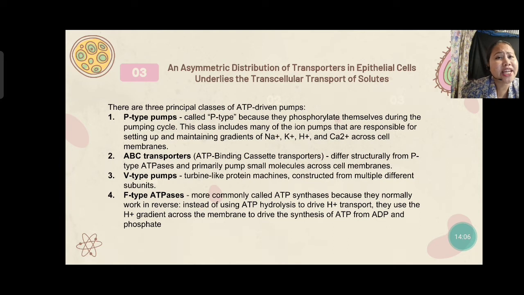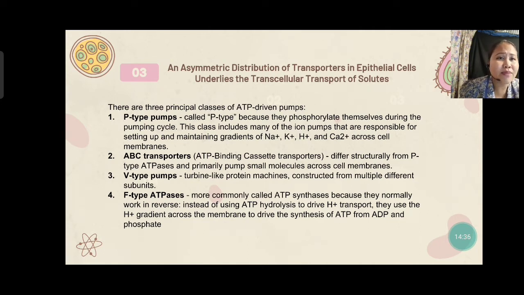So for number 3, an asymmetric distribution of transporters in epithelial cells underlies the transcellular transport of the solutes. So there are three principal classes of ATP-driven pumps. Number 1 is the P-type pumps. It is called P-type because they phosphorylate themselves during the pumping cycle.